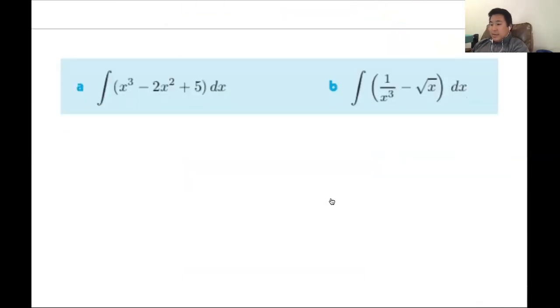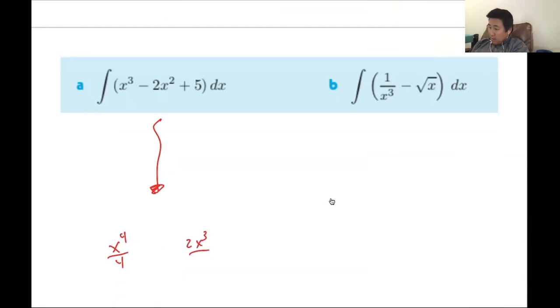So six antiderivatives. Go ahead and try this on your own. Nice. I got x to the 4th over 4 plus 2x cubed over 3 plus 5x plus c.